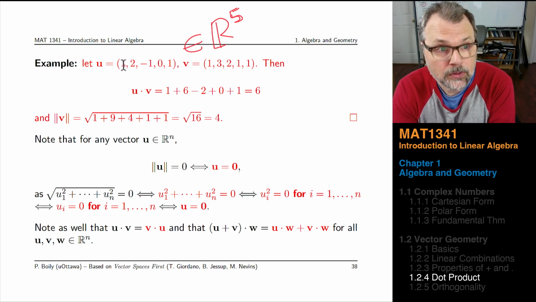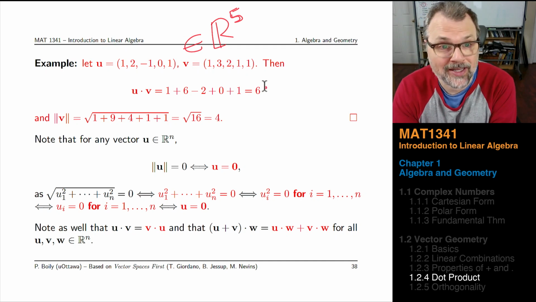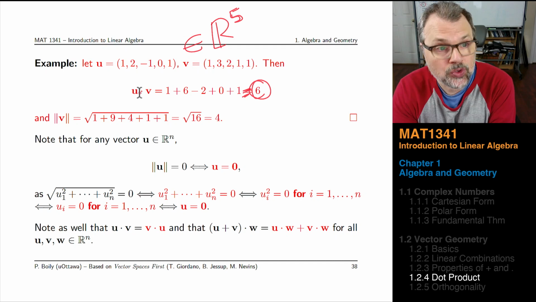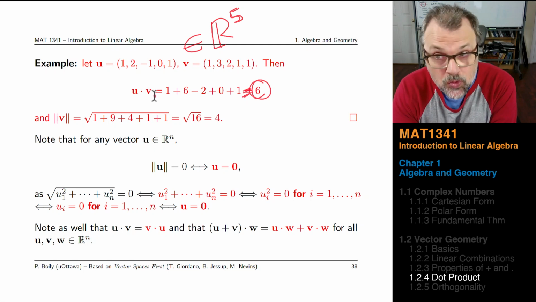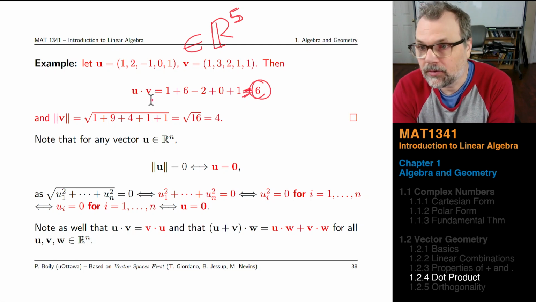We just do pairwise products of each of the components. So 1 times 1, 2 times 3, minus 1 times 2, 0 times 1, 1 times 1. So that gives me 1, 6, minus 2, 0, and 1. I add them all up together and I get 6. That's the numerical value. Now, u dot v could be 0, could be negative. U dot u cannot be negative. That's impossible.